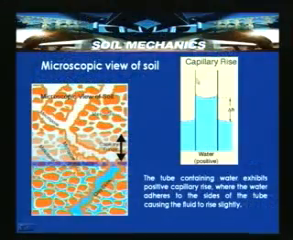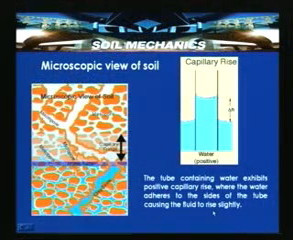Here, if you can see, this is a tube and this menisci is formed because of the attraction. So, the tube containing water exhibits the positive capillary rise where water adheres to the side of the tube causing the fluid to rise slightly. Suppose if you substitute this with mercury, then the behavior is slightly different. Instead of rising, it exhibits something like sinking. The mercury in the capillary tube sinks down.